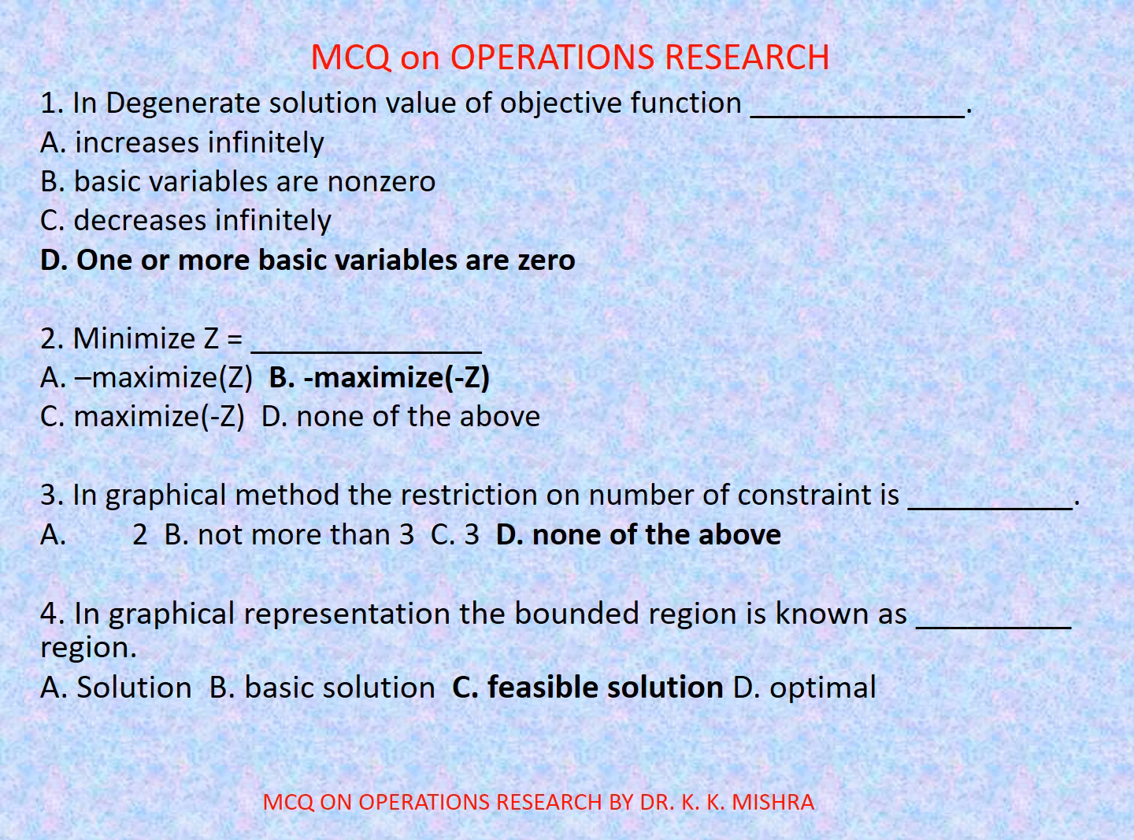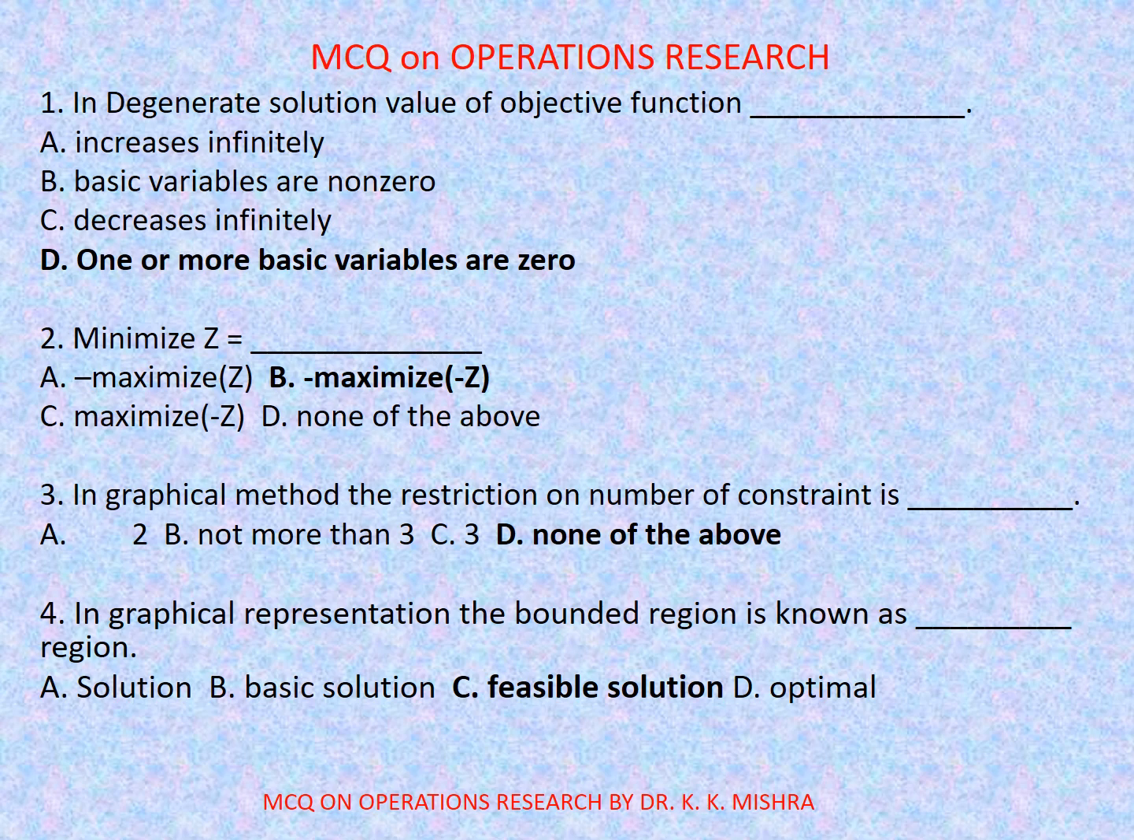Question number 2. Minimize z is equal to dash. A. Minus maximize, B. Minus maximize minus z, C. Maximize minus z, D. None of the above. Correct option is B. Minus maximize minus z.